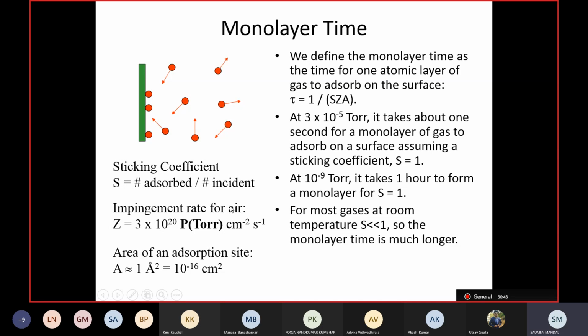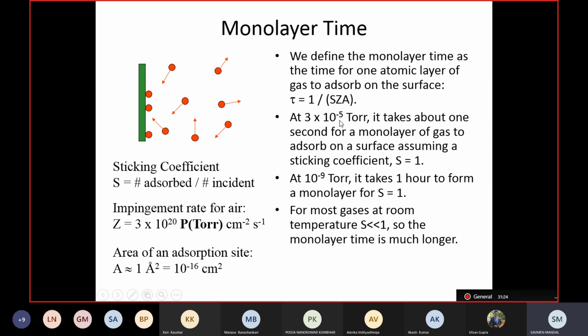And then the impingement rate for air. Along with the vacuum, the impingement rate will be different. In this case, we assume that the temperature is fixed at room temperature. The impingement is whatever gas atoms hit the surface; they can hit the substrate also. That is random hitting, and during hitting it may adsorb. So that is the impingement rate, and then the area of an adsorption site. Those are the 3 terminologies.